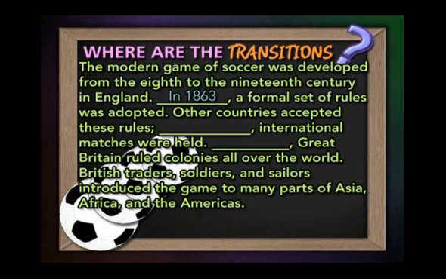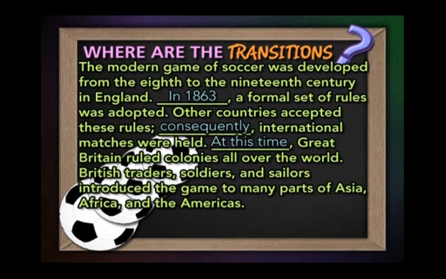Other countries accepted these rules. Consequently, international matches were held. Well, the consequently gives me the cause and effect. Because the countries accepted these rules, international matches were held. At this time, Great Britain ruled colonies. Well, I wanted another one there having to do with chronology. I wanted to know where I was exactly in the order of time. So I put at this time.